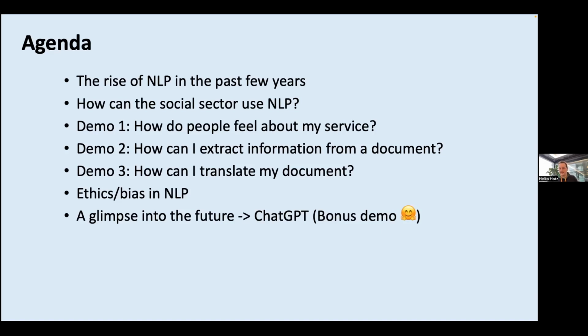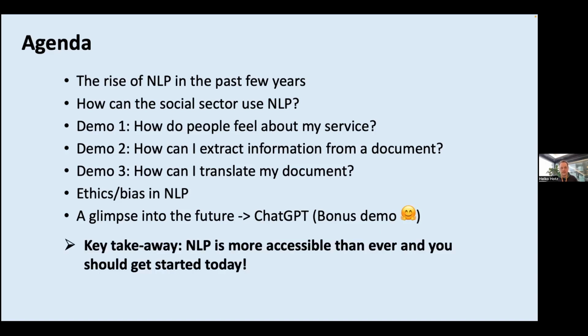And then if we do have time, we're going to have maybe a quick glimpse into the future. So around 10 days ago, a company called OpenAI released a new AI model called ChatGPT. And it's been blowing up a little bit on Twitter and social media. People are quite obsessed about it. So if we do have time, we're going to do a bonus demo and look at that as well.